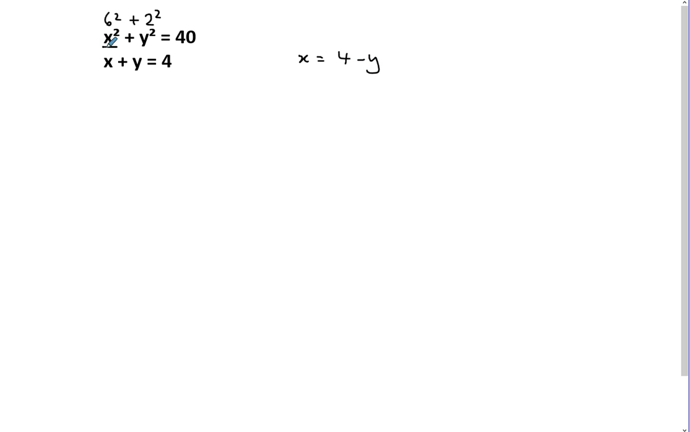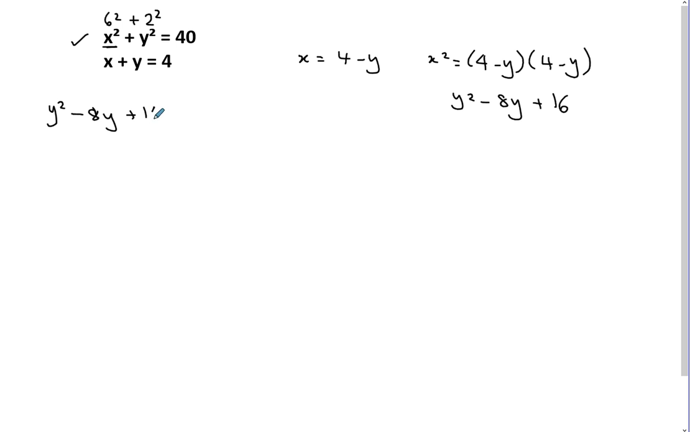Okay, so instead of the x squared in there, we're going to write it in terms of y. So x squared equals 4 minus y times 4 minus y. And when you expand it out, you'll get y squared minus 8y plus 16. So we're going to substitute it instead of the x squared. We've got y squared minus 8y plus 16 plus that original y squared equals 40.